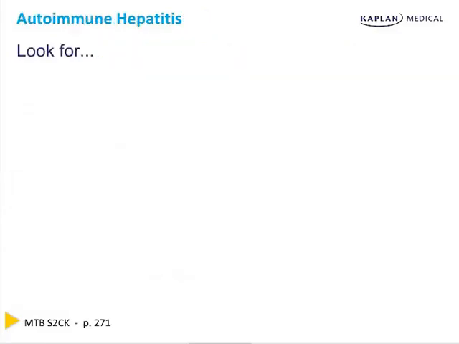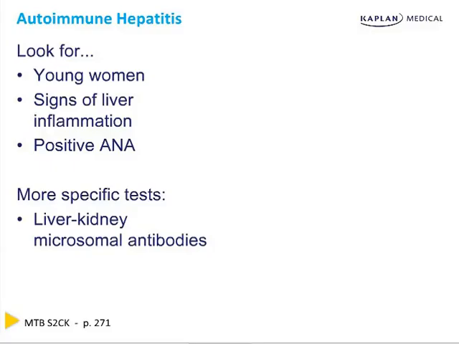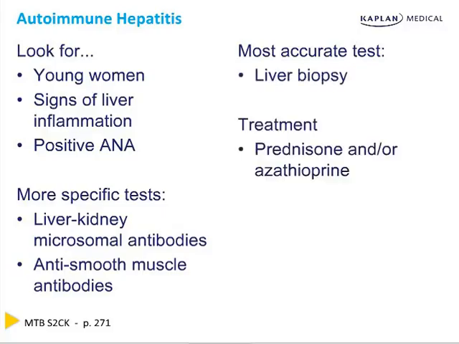In autoimmune hepatitis, you want to look for a young woman with signs of liver inflammation and a positive ANA. The two antibodies you need to know are the liver-kidney microsomal antibody and the anti-smooth muscle antibody. The most accurate diagnostic test is simply a liver biopsy. Treatment is with prednisone and/or azathioprine.